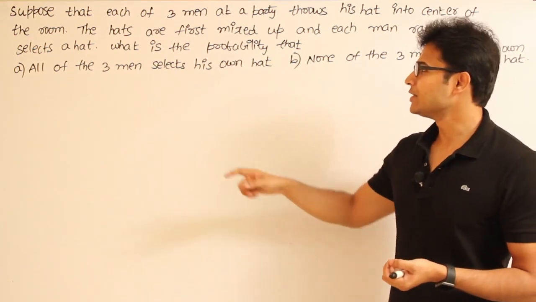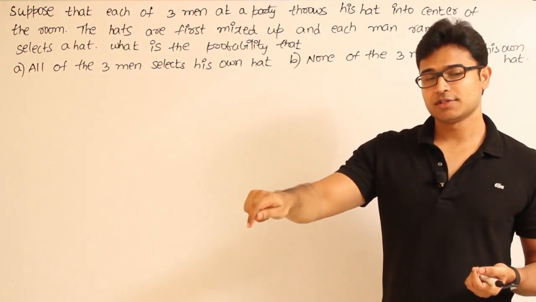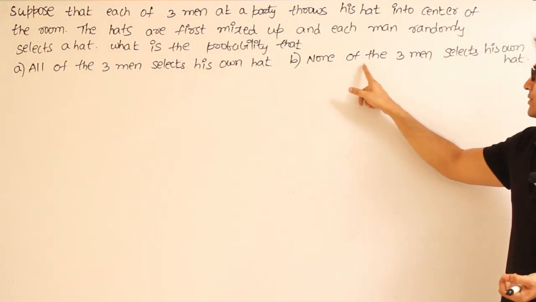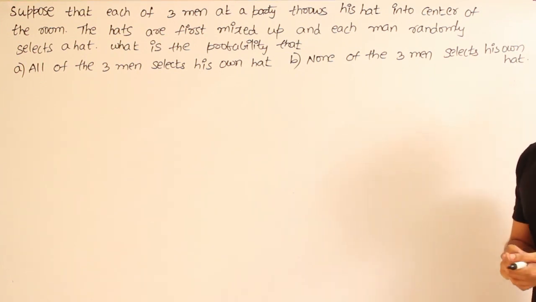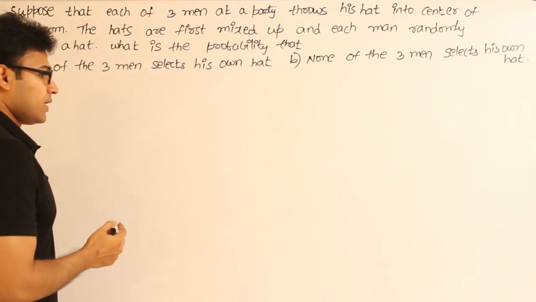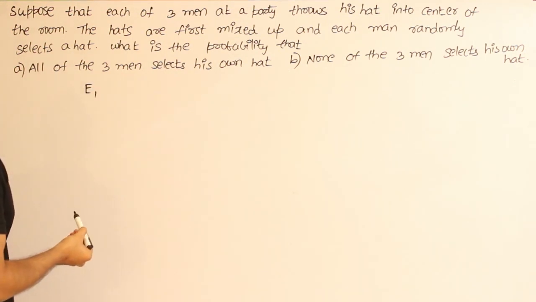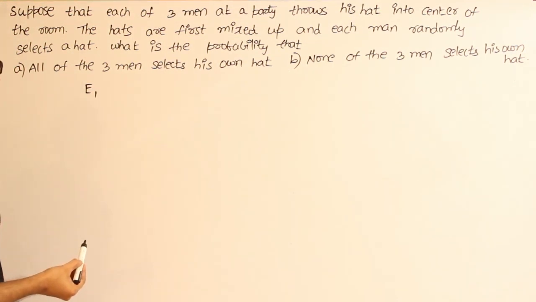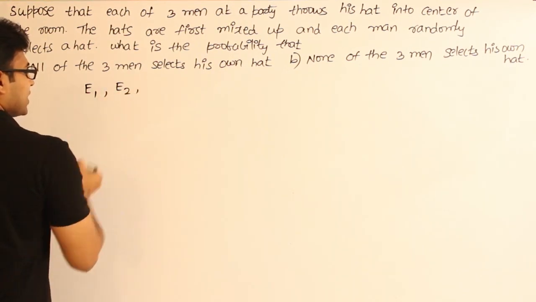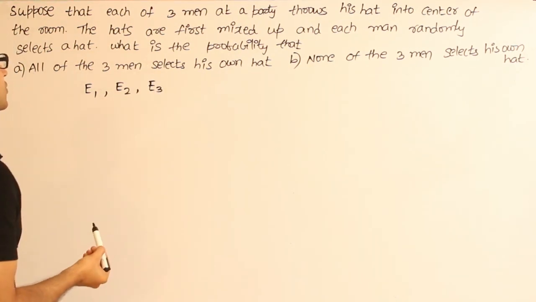Now what is the probability that all the three men select his own hat? And B is, none of the three men selects his own hat. So how to solve this question is, let's do it this way. Let's define three events. E1 is the event that person number 1 selects his own hat, and E2 is the event that person number 2 selects his own hat. Similarly, E3 is the event that person number 3 selects his own hat.